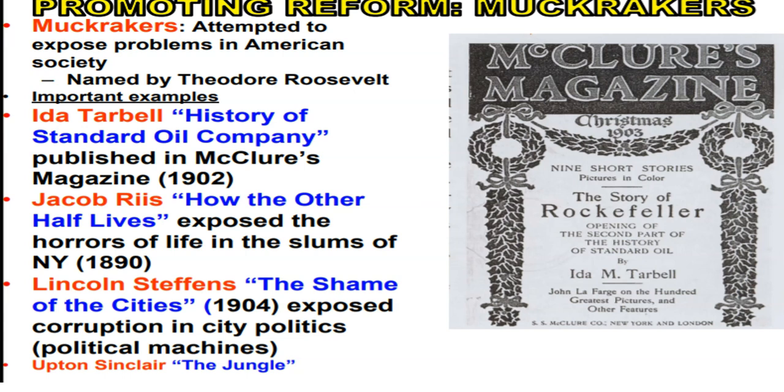Another one is Lincoln Steffens, who wrote The Shame of the Cities in 1904 and exposed corruption in city politics, in this case referring to political machines. And lastly, you have Upton Sinclair and The Jungle, which we're going to talk about later on.